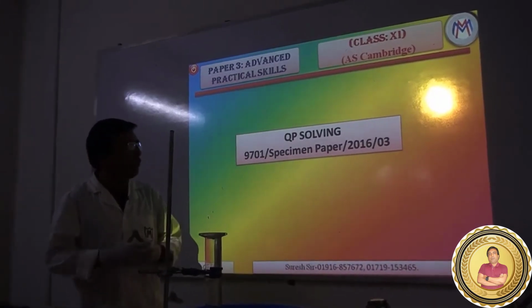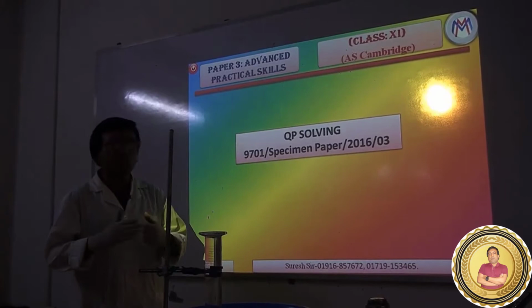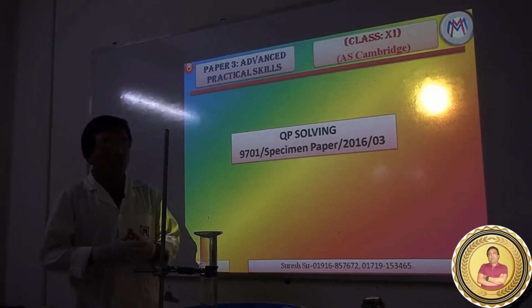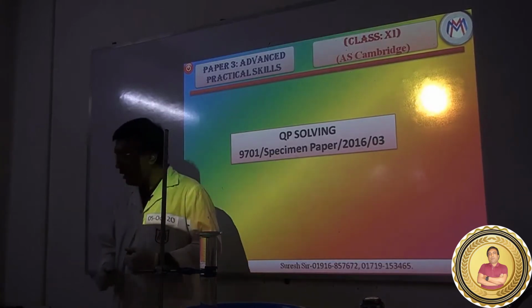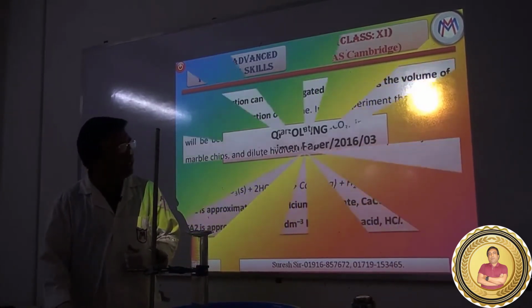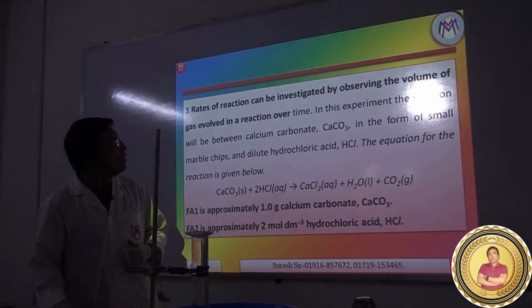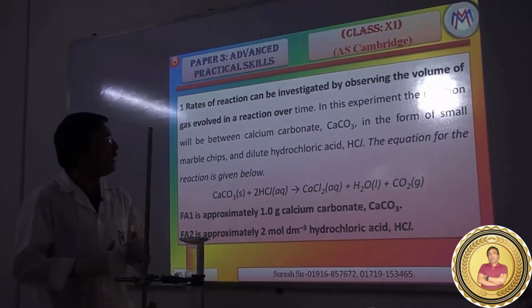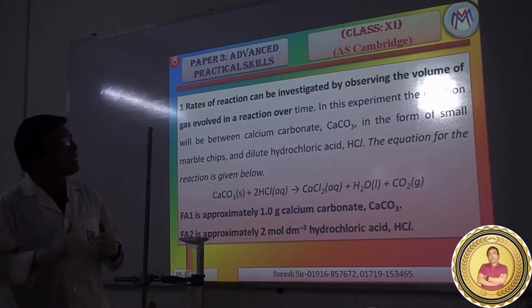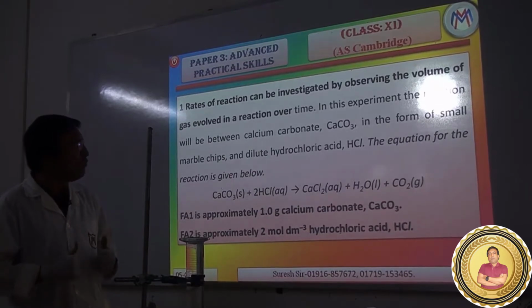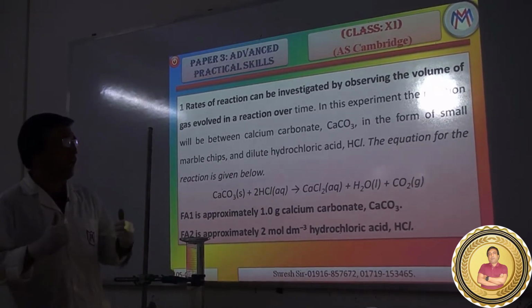Today we want to solve a question paper which is actually specimen paper 2016-03. We want to see what is being described by this question. We want to see by the next slide. Look at this, all of you. We will have to determine the rates of a reaction which can be investigated by observing the volume of gas evolved in a reaction over time.